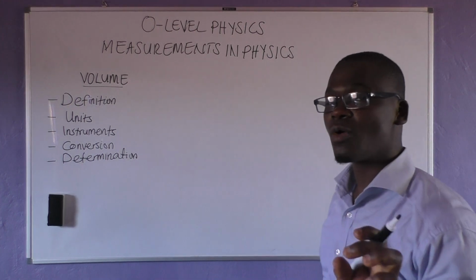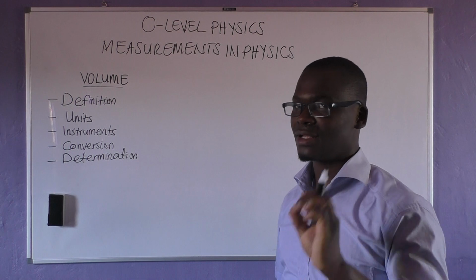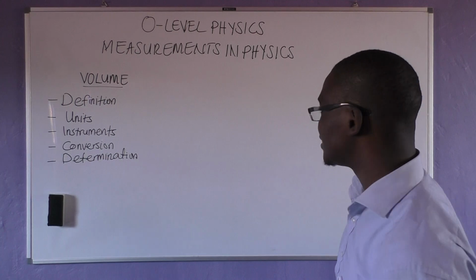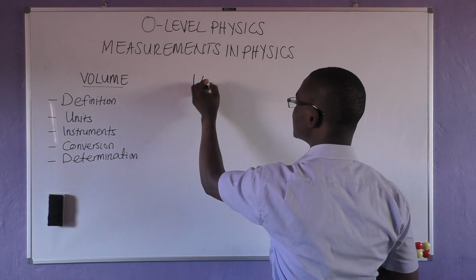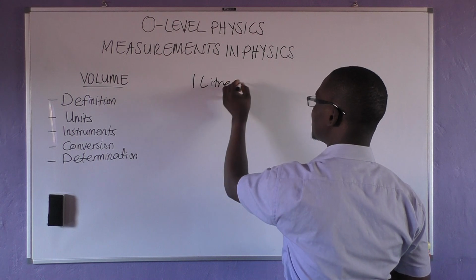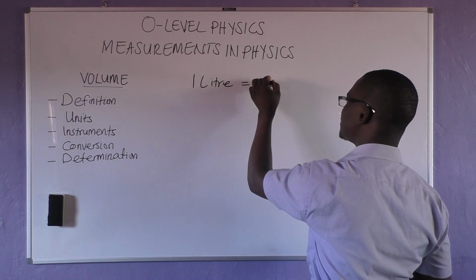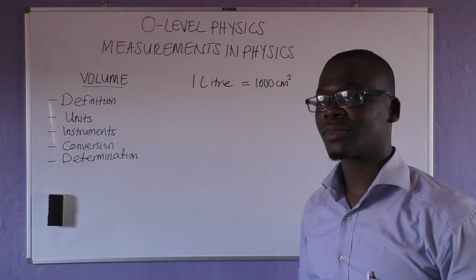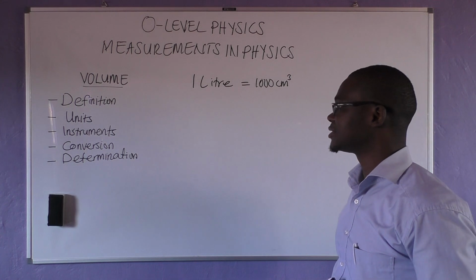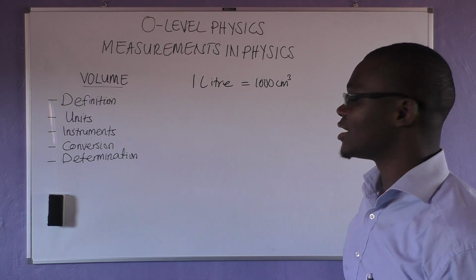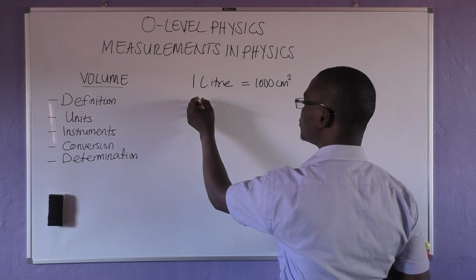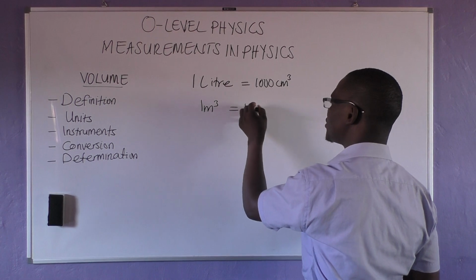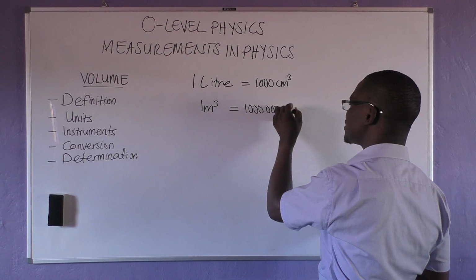Let us look at now how do we convert liters to cubic centimeters and to cubic meters. So 1 liter is equivalent to 1,000 cubic centimeters. What about cubic meters? Remember, we've seen that 1 meter cubed is equivalent to 1 million centimeters cubed.